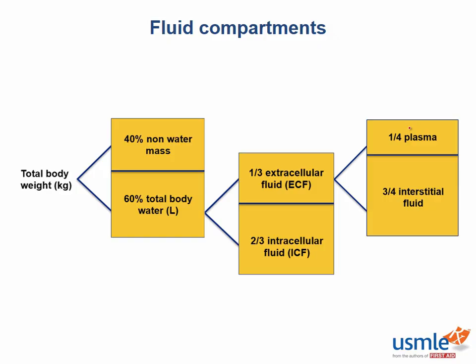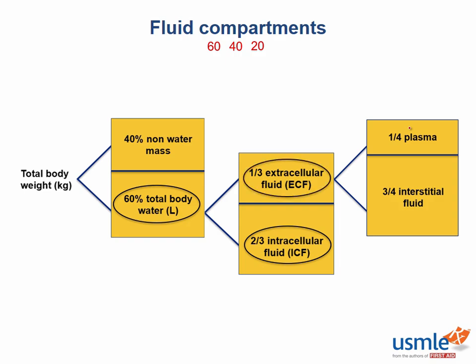So this is a lot of information, but an easy way to remember it is the 60-40-20 rule. This means that 60% of the total body weight is water. The 40 means that 40% of the total body weight is intracellular fluid, and the 20 means that about 20% of the total body weight is extracellular. Which, if you think about it, these percentages should make sense because 2/3 of 60% is 40%, and 1/3 of 60% is 20%.